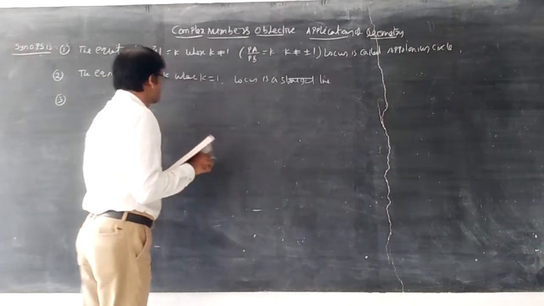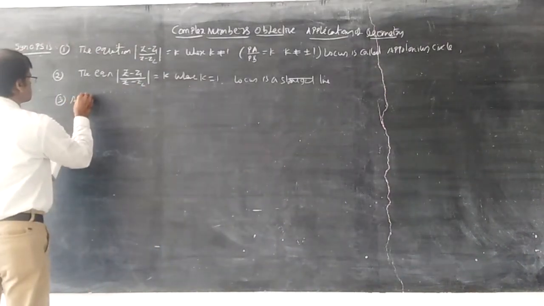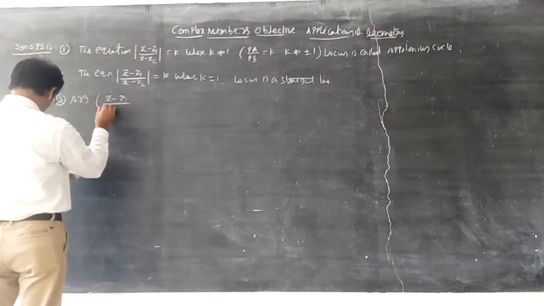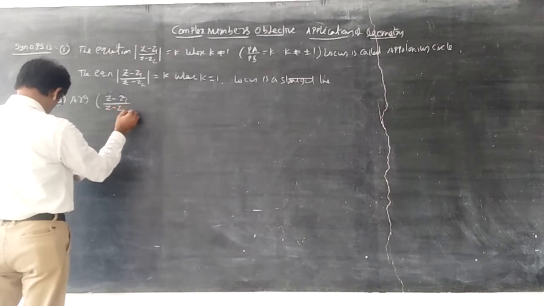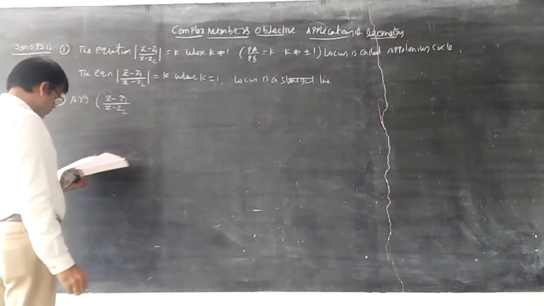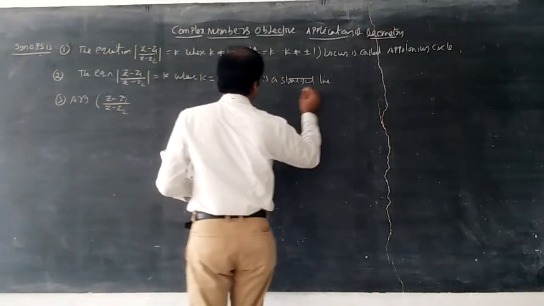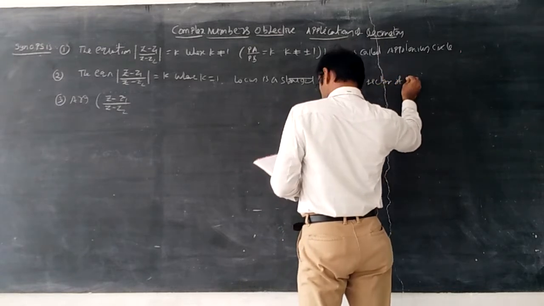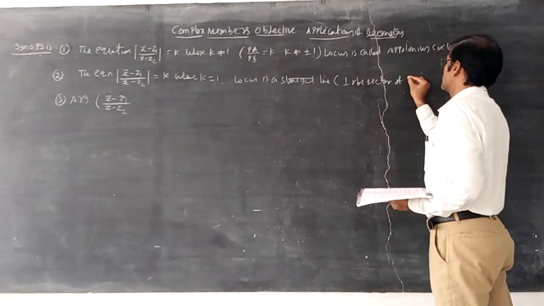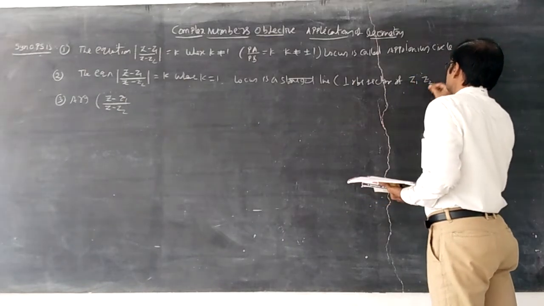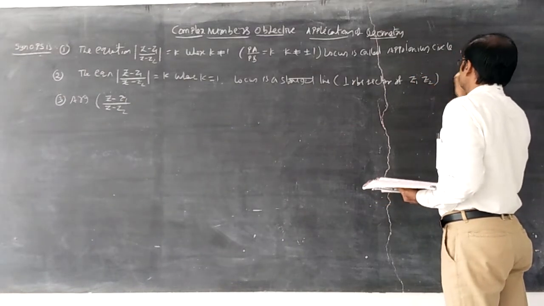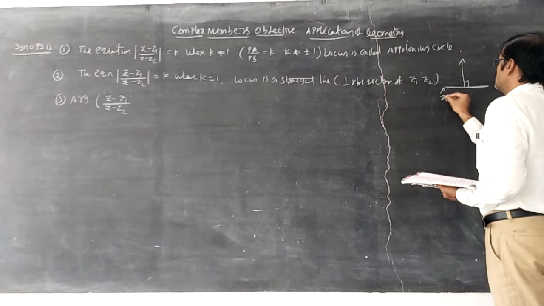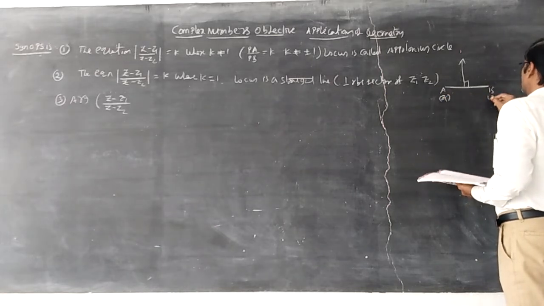Third one, argument of z minus z1 by z minus z2. Here argument means theta in the modulus amplitude form. Of course, students, the locus of the straight line is called the perpendicular bisector of points A, B. Here, if A has complex number z1 and B has complex number z2, this is the perpendicular bisector.